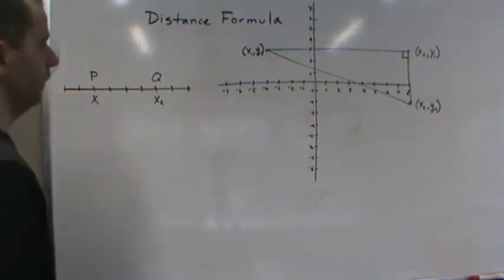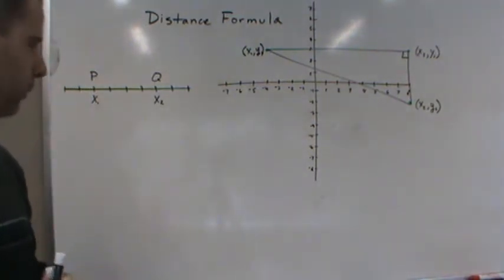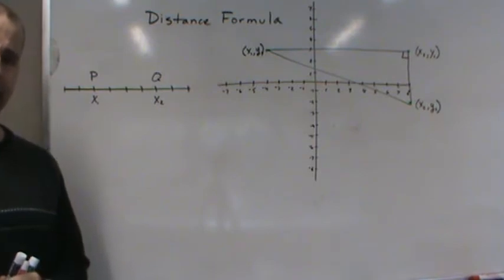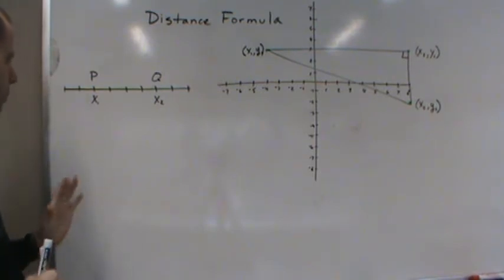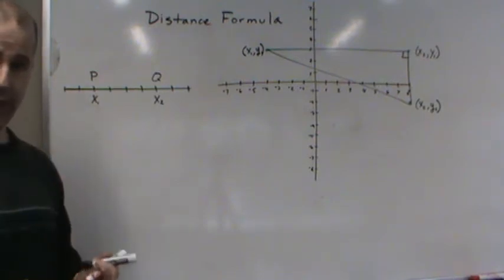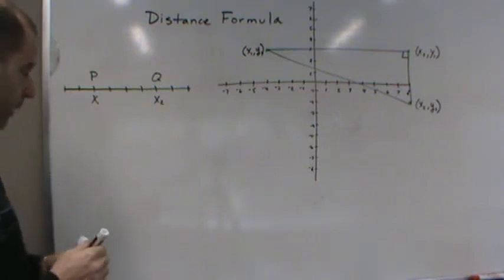Okay, class. So today we're going to talk about the distance formula. The first thing I'm going to do is recall that when we find the distance between two numbers on the number line, it's a positive value. So in this case, it's always going to involve absolute values.